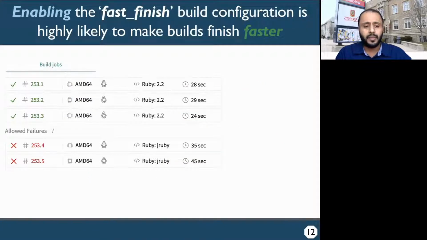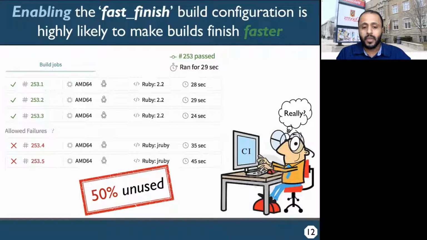We also found that enabling the fast finish feature in CI is associated with fast generation of builds. So they allow failure jobs, as we see here, that do not actually affect the build status, and using fast finish will not wait for these jobs. And we found that this practice is only used in 50% of the projects in our study.